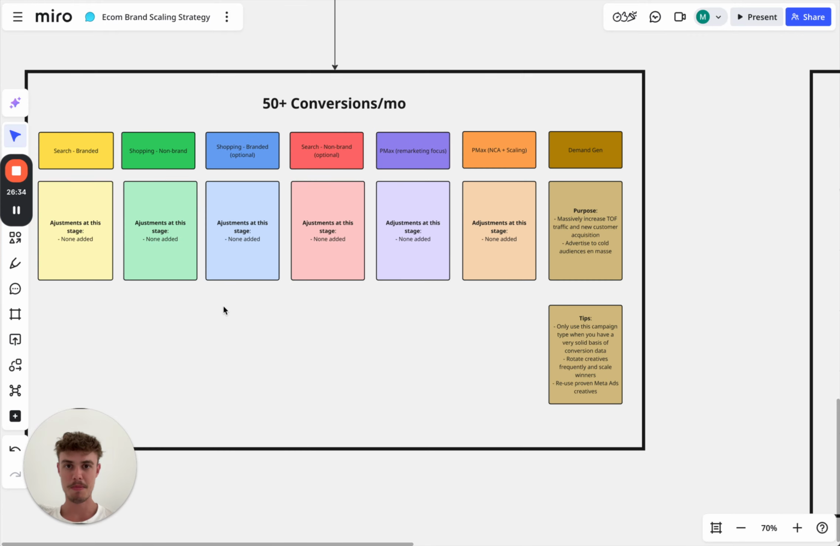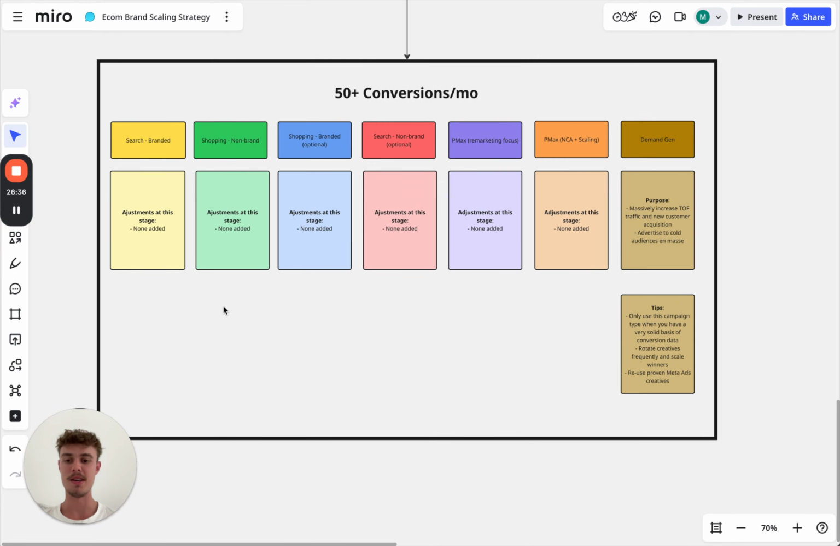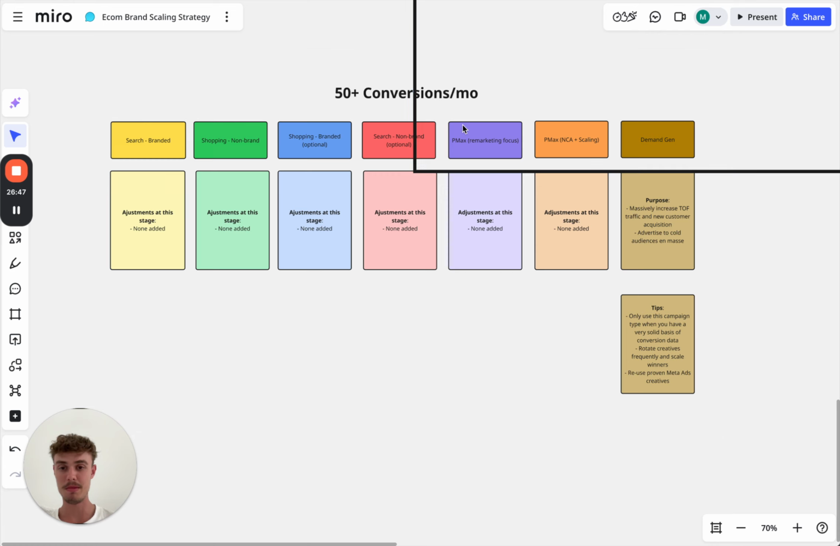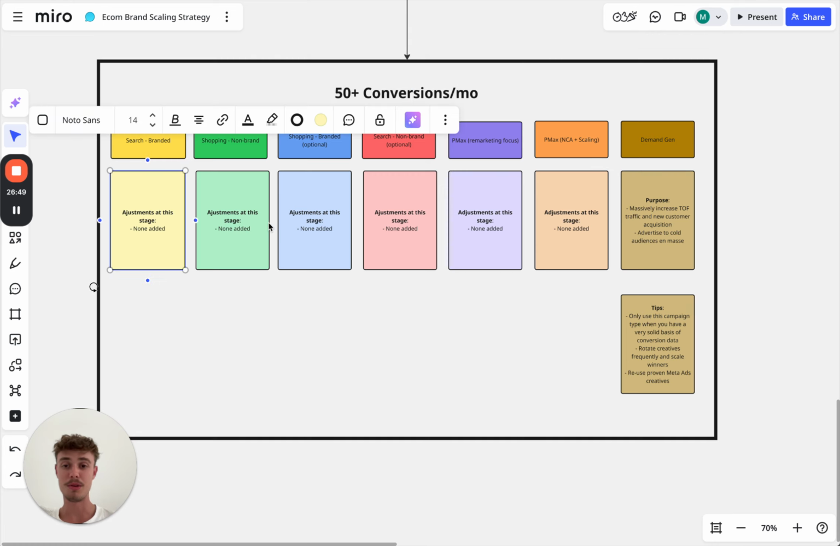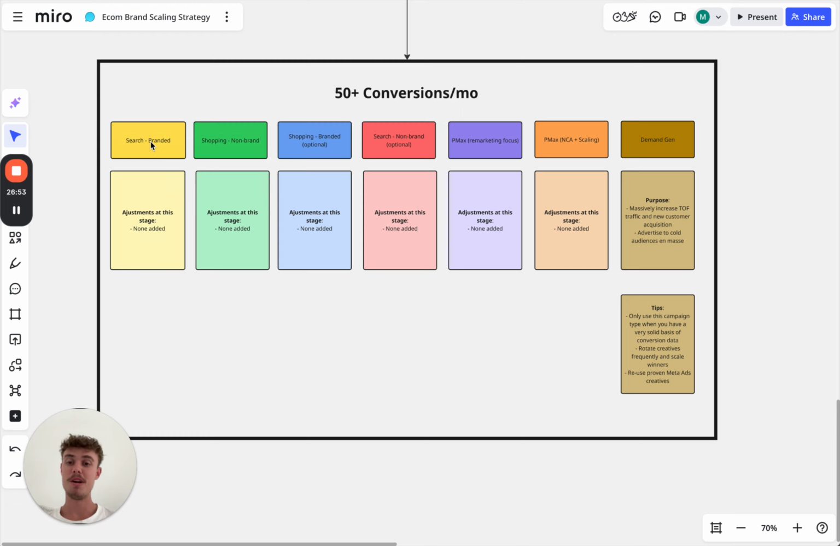All right, now 50 plus conversions per month. This is the highest level of the account as far as I'm concerned when it comes to structure. And for 90% of accounts, this structure here is pretty much everything you'll ever need in Google Ads to effectively run a profitable account. So we have branded search, same. Shopping non-branded, same. Shopping branded, same. Non-branded search, same. PMAX remarketing, same. PMAX new customer, same. Finally, we're introducing demand gen here, right?